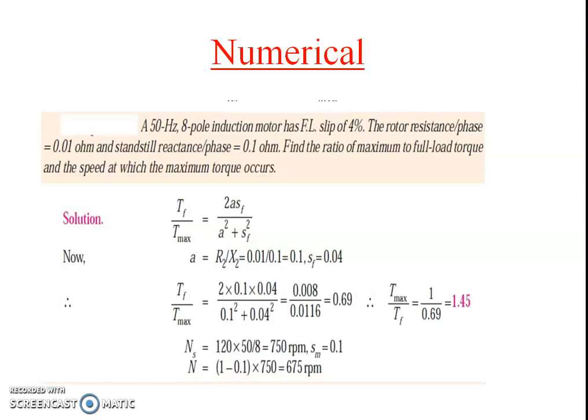In the example they have given a 50 hertz motor, frequency 50 hertz, 8 poles, that means P equals 8, with a full load slip of 4%. They have given the slip at full load as 4%.